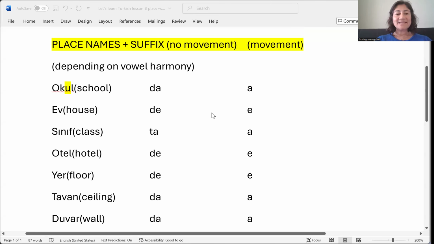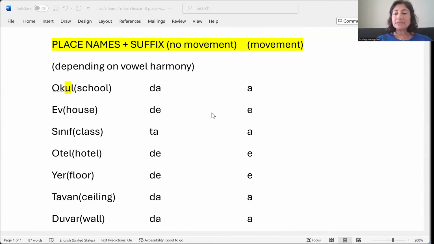Merhaba. Today we're going to learn place names in Turkish and some suffixes to be added to the place names. We actually have two kinds of suffixes that we always use with the place names in Turkish. One of them is the suffix for stability. If you talk about someone or something that's somewhere, not moving, you use de or da as a suffix to be added to the place name.